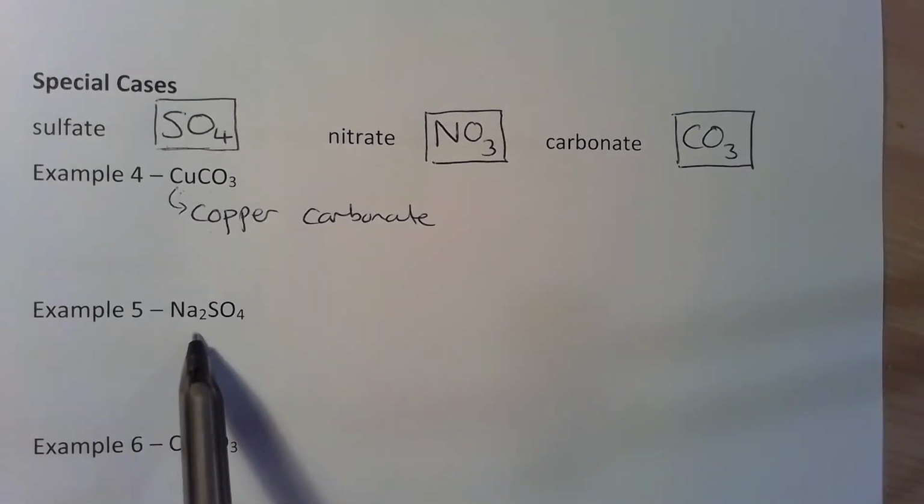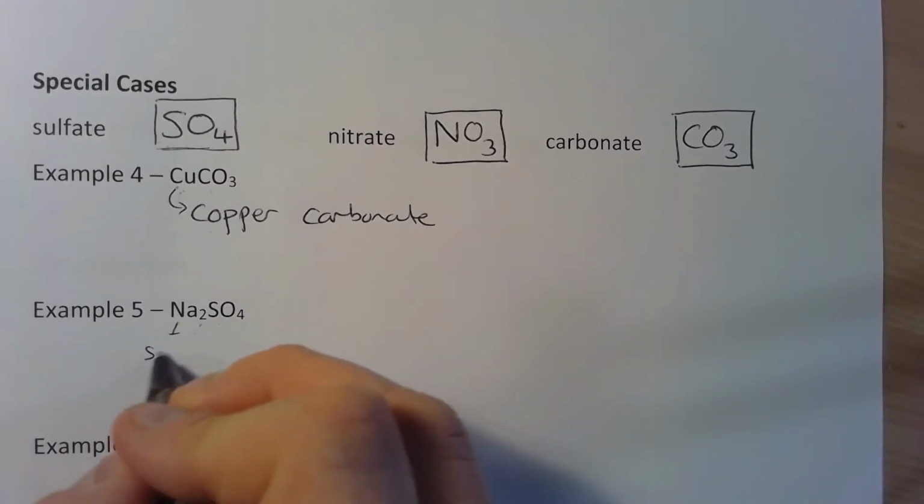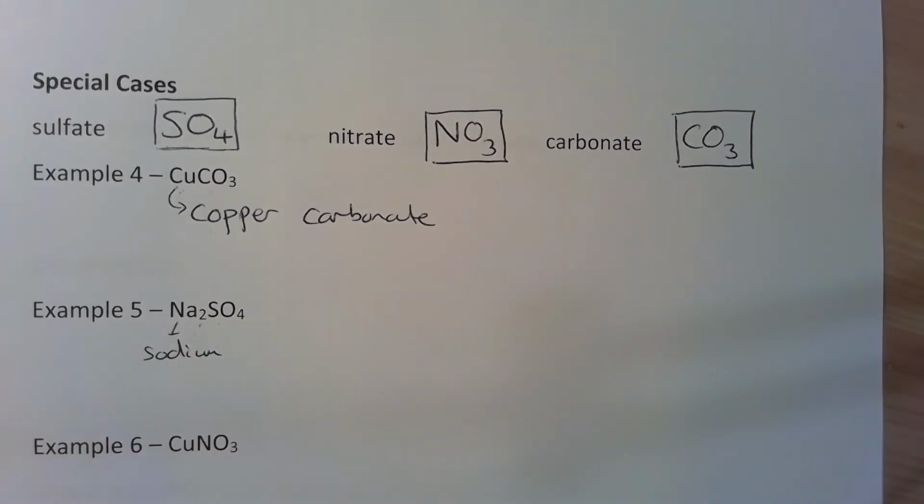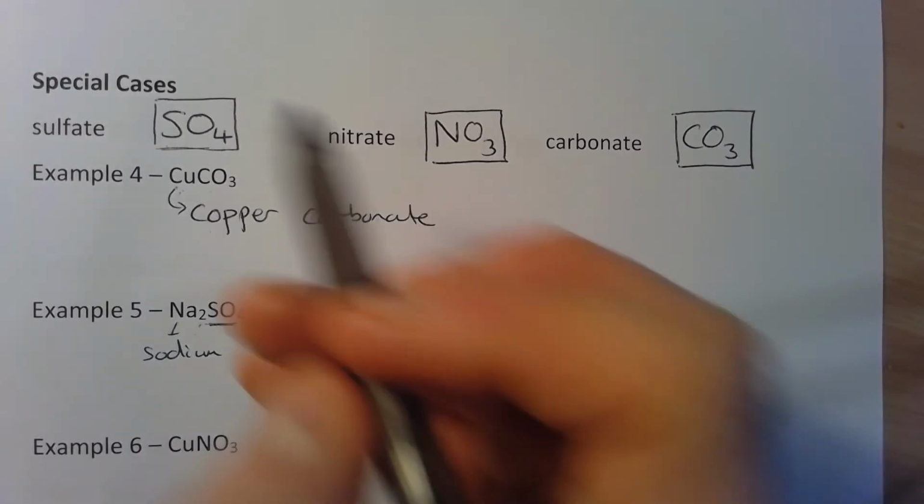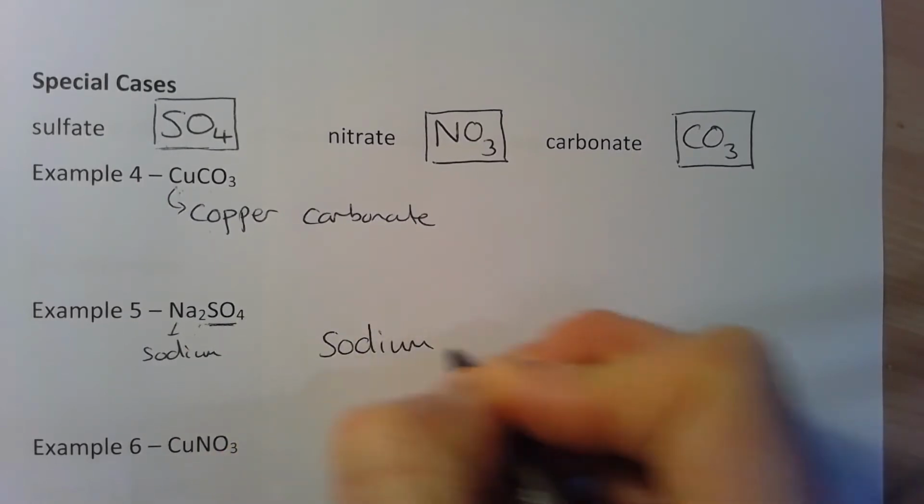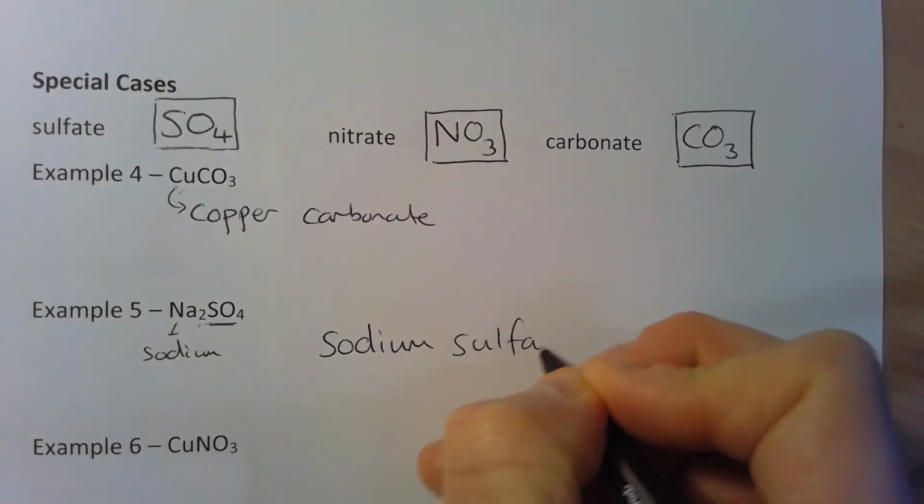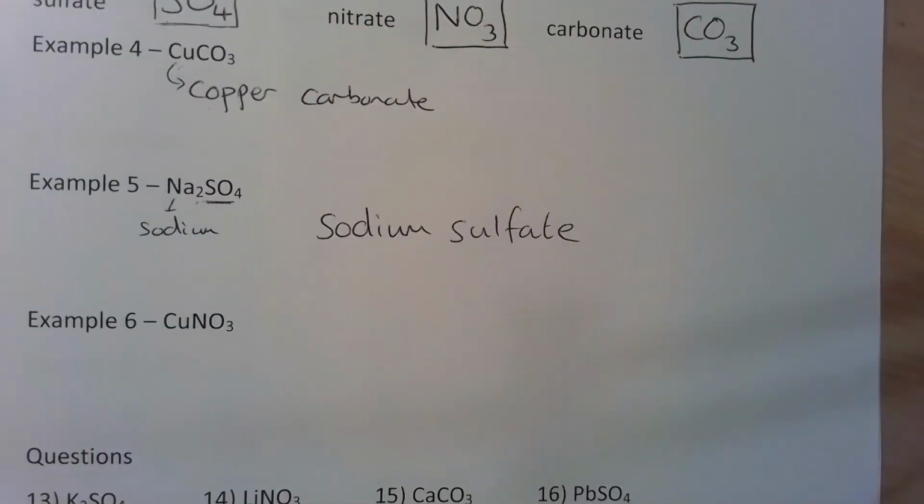Now we've got Na2SO4. This 2 makes no difference to the name. The first part of the name is going to come from the metal, which is sodium, but we see this special SO4 group, so we would call this sodium sulfate.